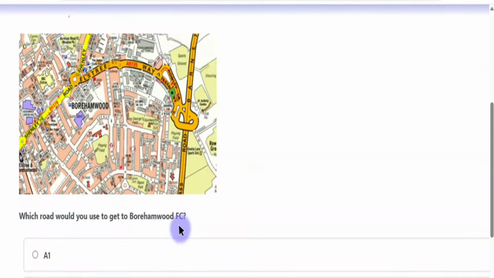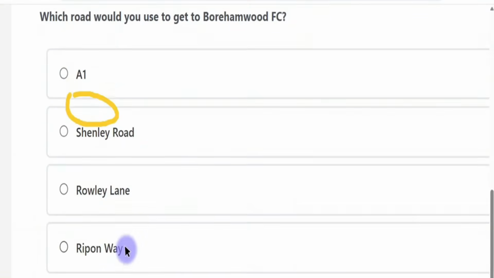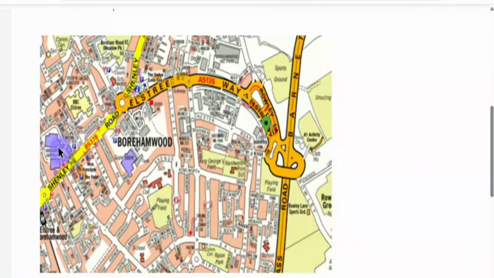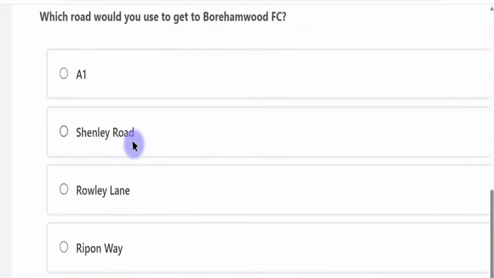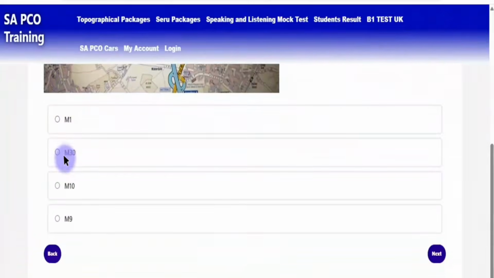Borehamwood FC? So this is Borehamwood. So the option A1, Shenry Road, Rowley Lane, and Ripon Way. Let's find out which one is the right answer. I can see that this is Shenry Road. If you see the option, you will see that Shenry Road is there. So the right answer is this one. Look how simple they make the answer.